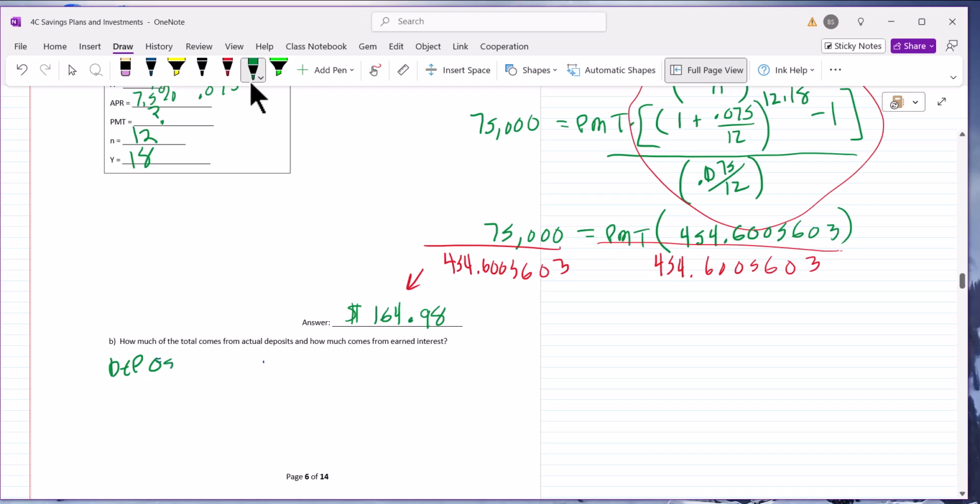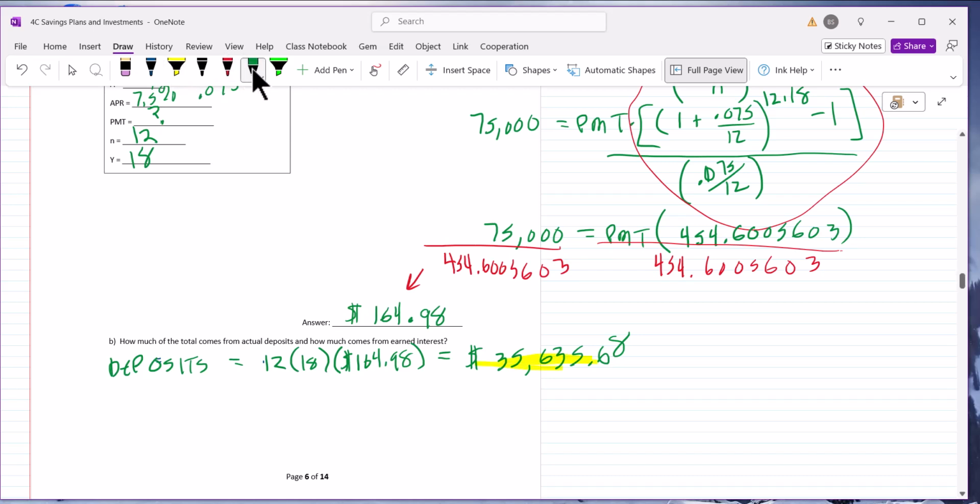Okay. So now the other part of the problem, when you're doing your deposits, this is what you should have done on your deposits. You're just going to take 12 times 18, that's how many payments or deposits you're making, times the payment, which is $164.98. So you're going to end up putting in $35,635.68. Okay, that's your deposits.